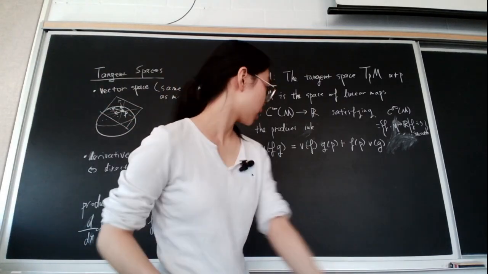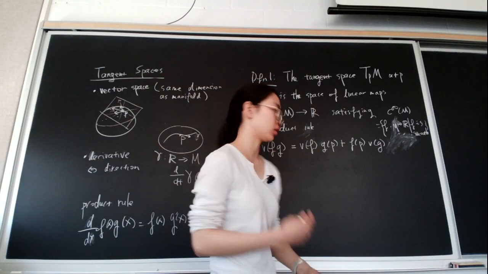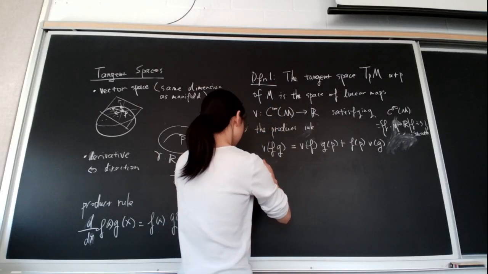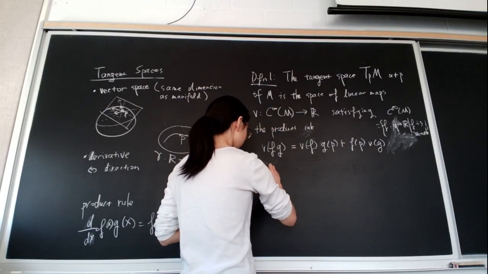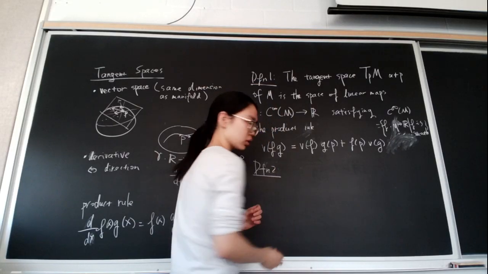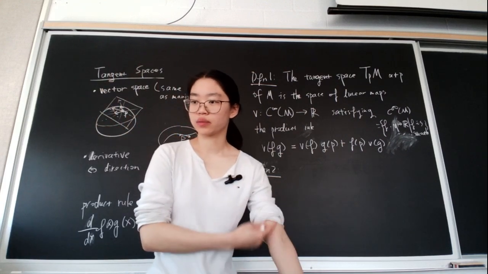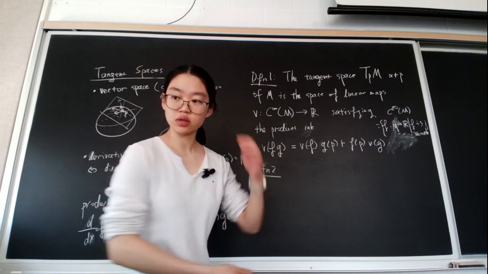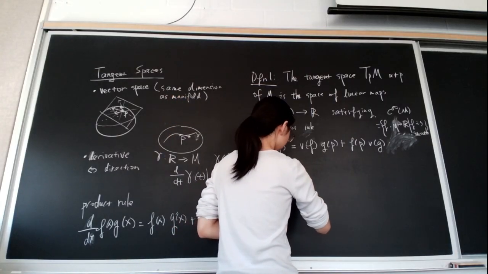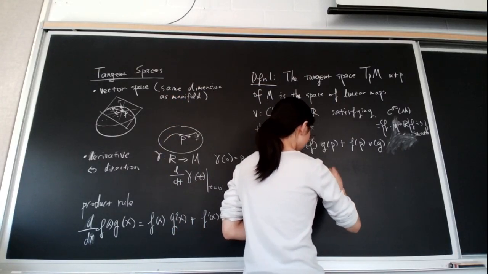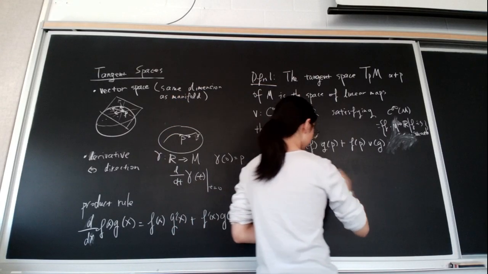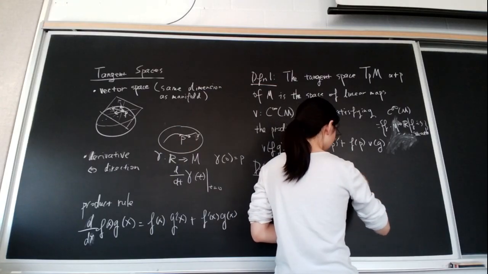Then I'll move on to the second definition and prove that they are equivalent. So this one depends on a choice of charts. That is, a chart (U, phi).